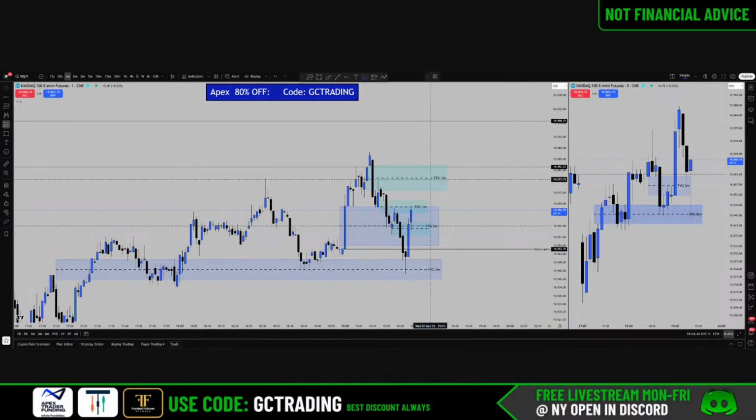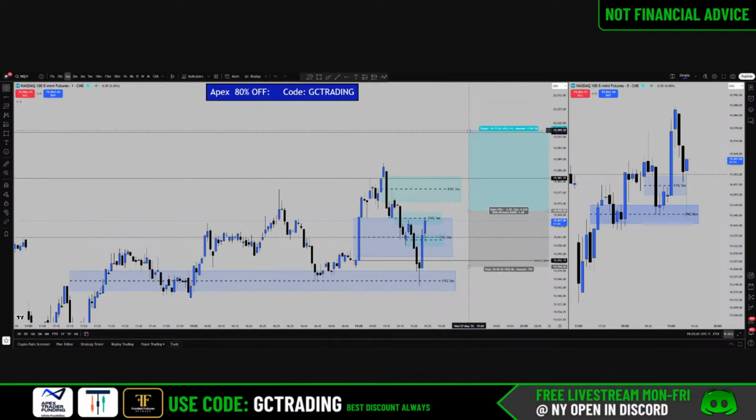So, longs would look something like this. Yeah, longs would look something like that. I would say stop can be loose. Tight stop, there you go. Big stop, probably something like that. Very, very conservative stop, something like that.